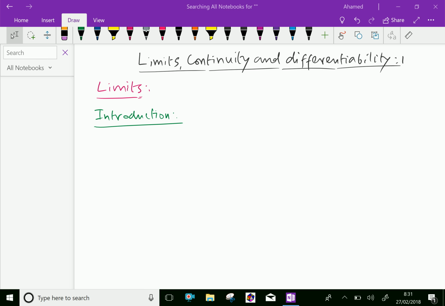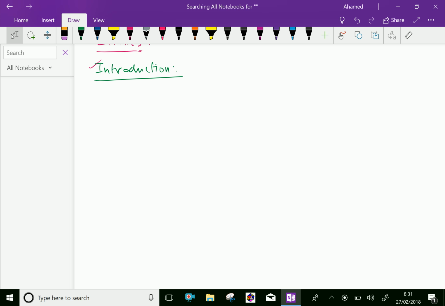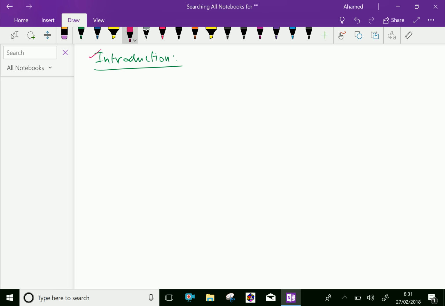Now we'll do some introduction. Let us understand the meaning and definition of limit. Suppose we are traveling from the point A to B by a train. Suppose A is a starting point and B is a finishing point. Suppose the train reaches B at 9 a.m. sharply.